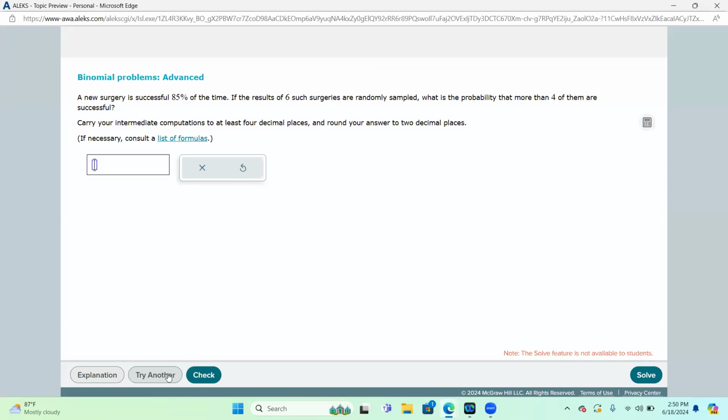Okay, here's one last one. So we've got all 4 different types. So this says a new surgery is successful 85% of the time. If the results of 6 such surgeries are randomly sampled, what is the probability that more than 4 of them are successful? So our probability of success is 0.85, and we want more than 4.